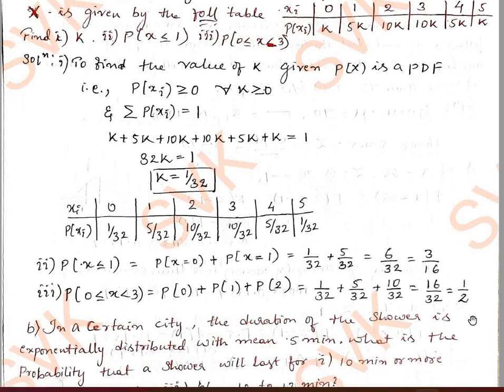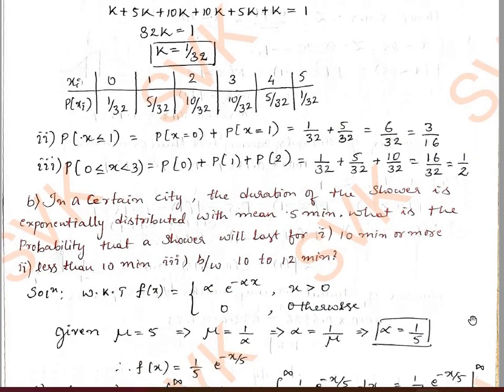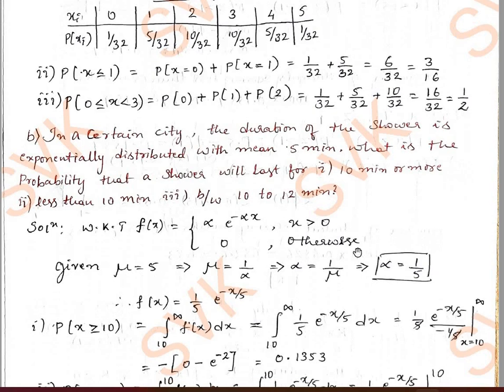Moving on to question number 5b. In a certain city, the duration of a shower is exponentially distributed with mean 5 minutes. What is the probability that a shower will last for 10 minutes or more, less than 10 minutes, between 10 to 12 minutes? In the given problem itself, they have given the hint. The problem is of the form exponential distribution.